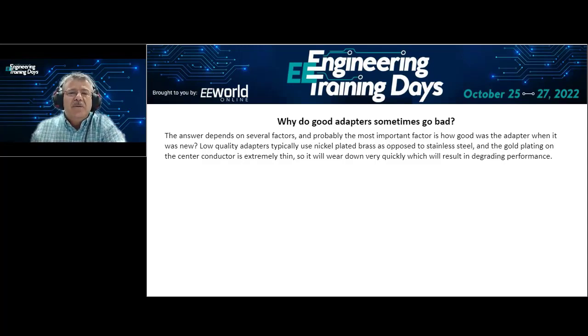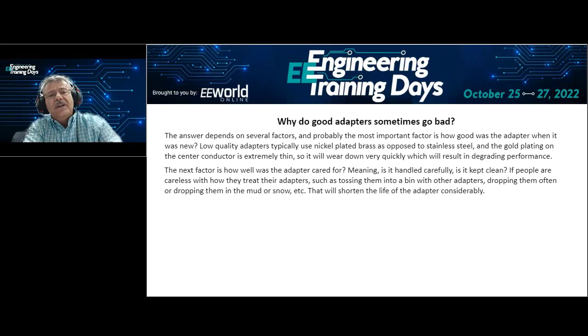So that's one thing. The quality itself of the adapter, I talked a little bit about, nickel plated brass as opposed to stainless steel or gold plating on the center conductor. That gold plating on the center conductor can be thick or thin, depends on who's manufacturing it. And if it's an $8 or $9 adapter, you can bet it's an extremely thin gold plating and it's going to be worn off probably after the first 5 or 10 uses.